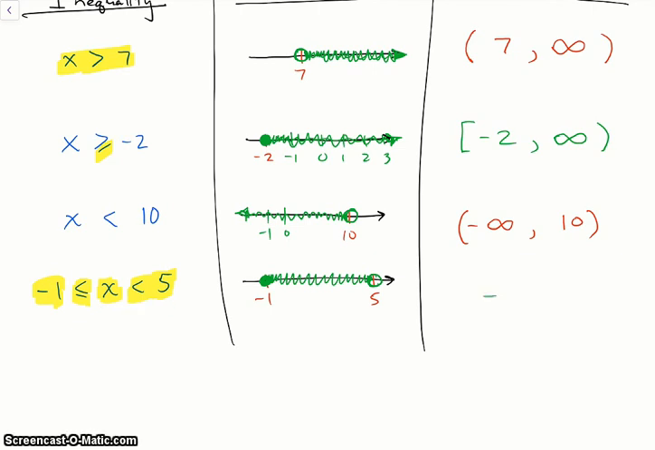So lower bound here would be negative 1, upper bound would be 5. On the left end, this is a closed bracket because we're including negative 1. And on the right end, we're not including 5, so it's going to be an open parenthesis.